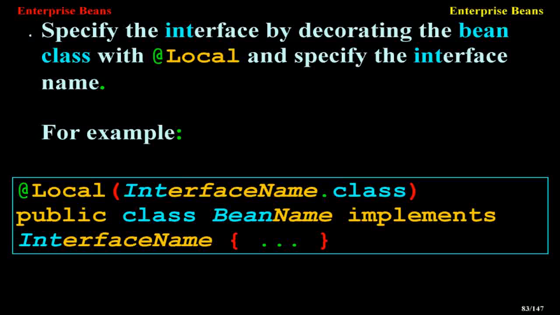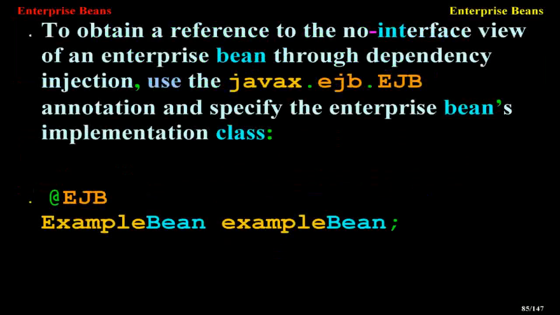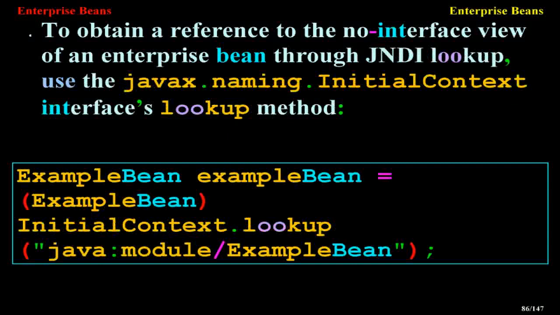Accessing local enterprise beans using the no-interface view. Client access to an enterprise bean that exposes a local, no-interface view is accomplished through either dependency injection or JNDI lookup. To obtain a reference to the no-interface view of an enterprise bean through dependency injection, use the javax.ejb.EJB annotation and specify the enterprise bean's implementation class. @EJB ExampleBean exampleBean. To obtain a reference through JNDI lookup, use the javax.naming.InitialContext interface's lookup method.